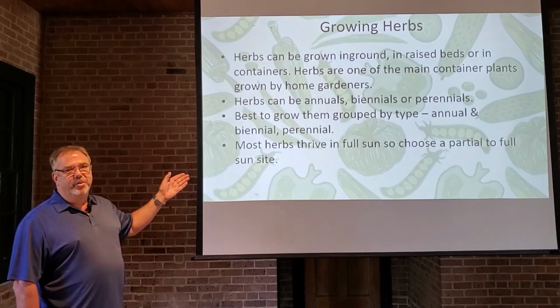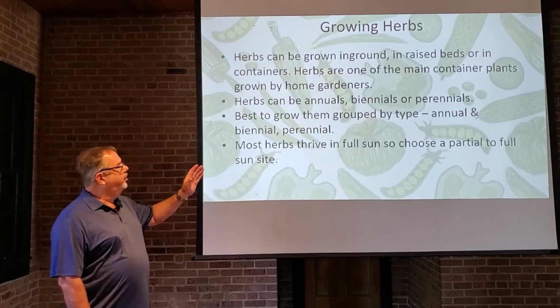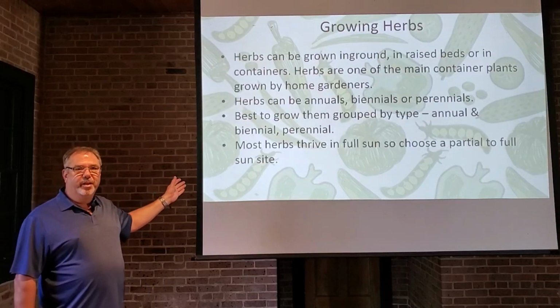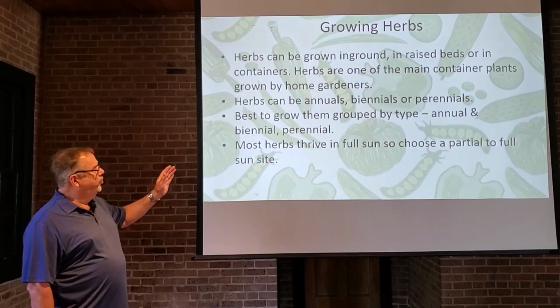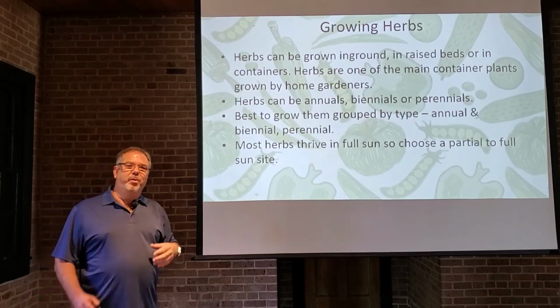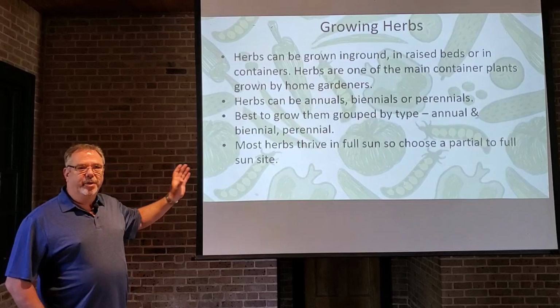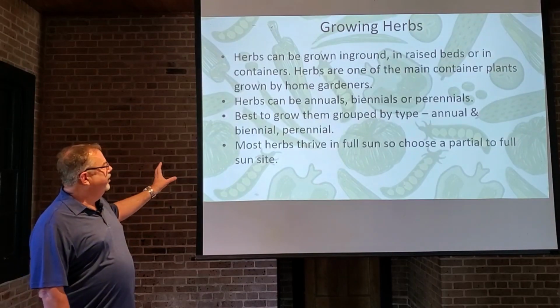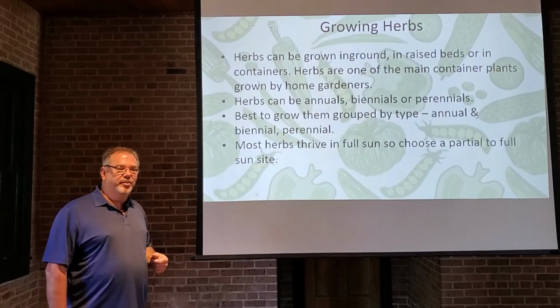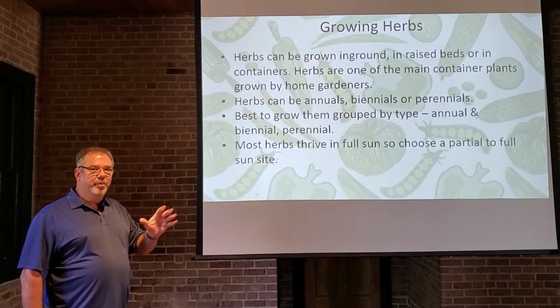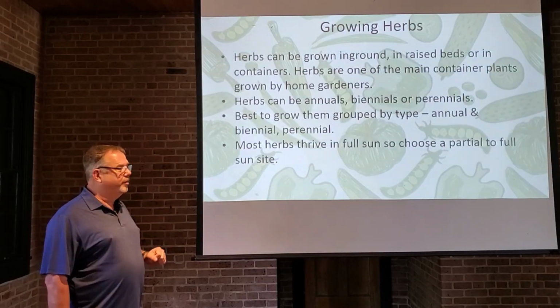It's best to grow them grouped by type. So you can grow annuals and biennials together in the same area, but you want to keep the perennials separate. You don't want to be messing around the roots of the perennials when you're trying to change out these annuals and biennials as their season ends. So it's best to separate those so you don't damage the perennials.